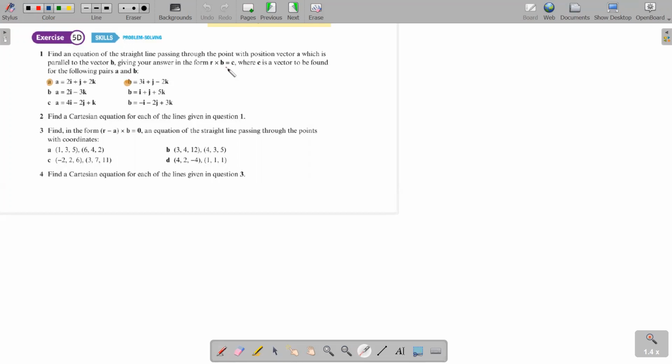What does that form mean? It means it should be r cross b equals a cross b, because this c here should represent a cross b. Now you know how to get the cross product, right? They've given you a and b, so get a cross b using i, j, k, the determinant of a 3 by 3 matrix. So a is (2, 1, 2), b is (3, 1, minus 2). The cross product gives me plus, minus, plus.